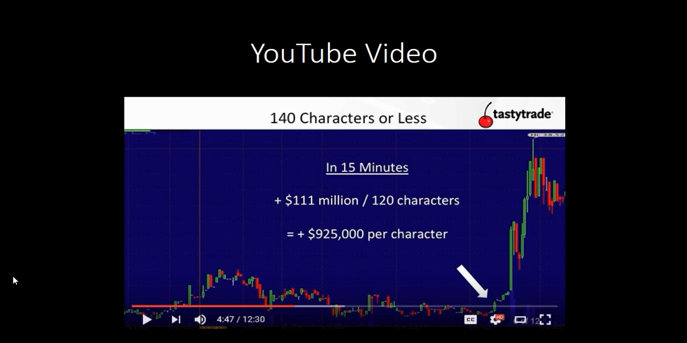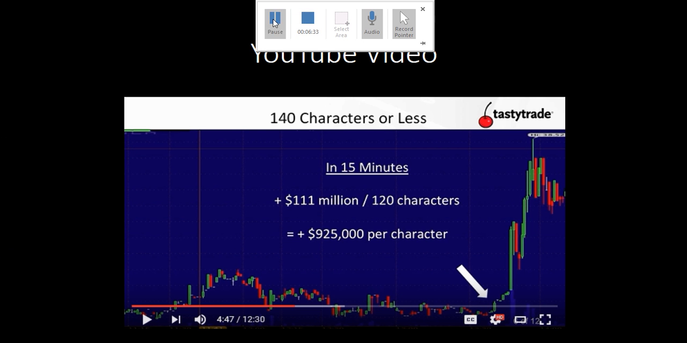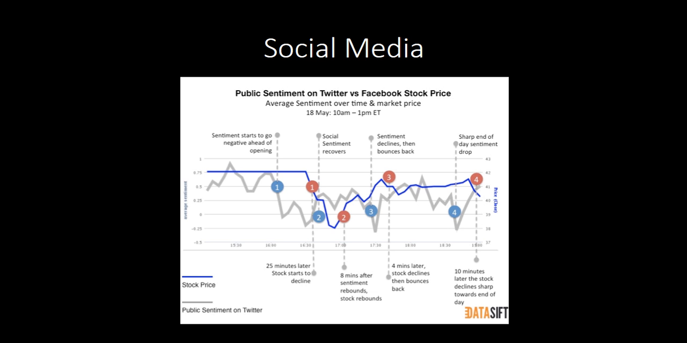Okay, so as you can see, one tweet can be very influential on the stock price of a company. Alright, and here's a graph that shows the effect of public sentiment on Twitter versus Facebook stock price.